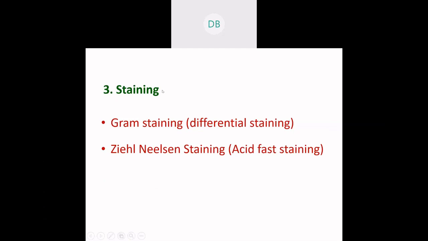Third under culture characteristics is staining techniques, under which come differential staining or Gram staining, and acid-fast staining or Ziehl-Neelsen staining.